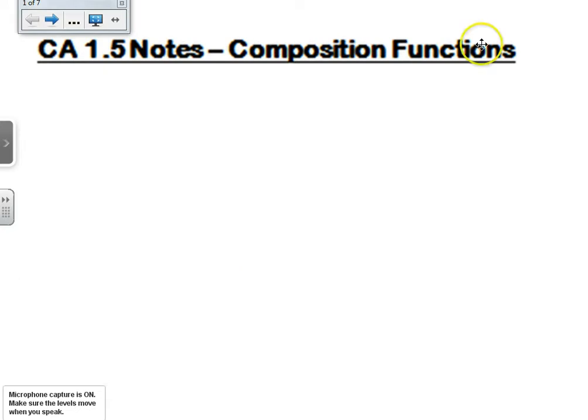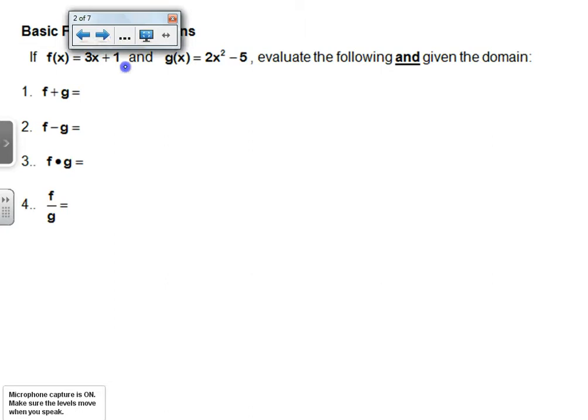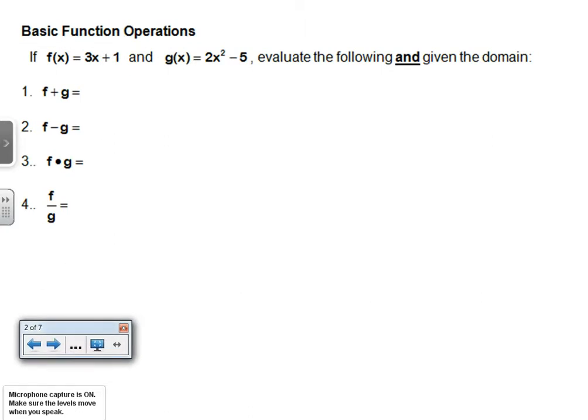Section 1.5 in college algebra is about composition of functions. So, in the first few examples, they give you function f, which is 3x plus 1, and function g, which is 2x squared minus 5. We're going to evaluate some operations of functions and then also give domains. So, let's start with f plus g.